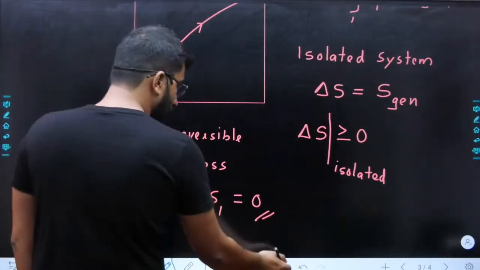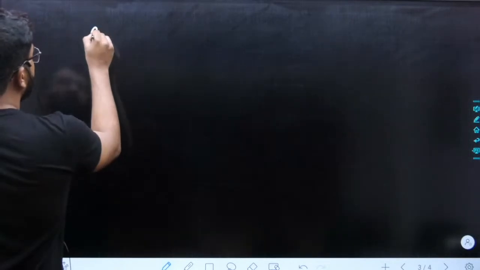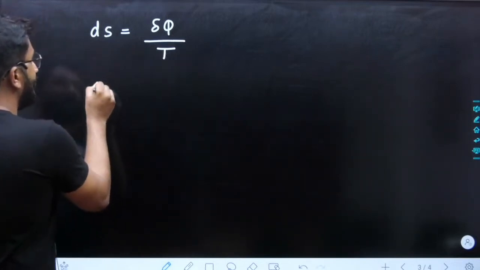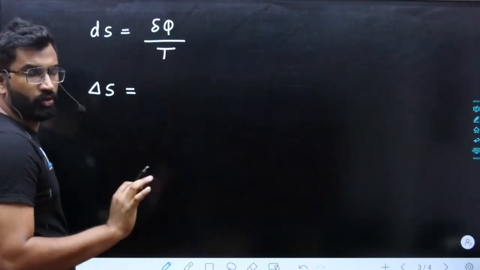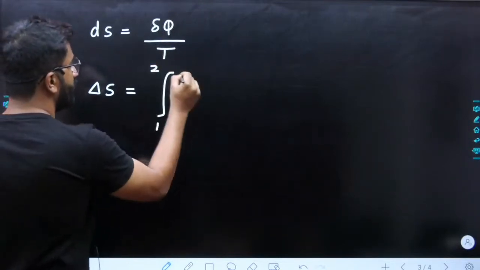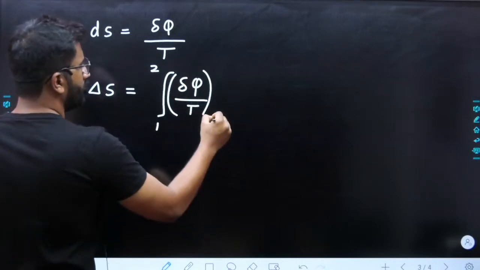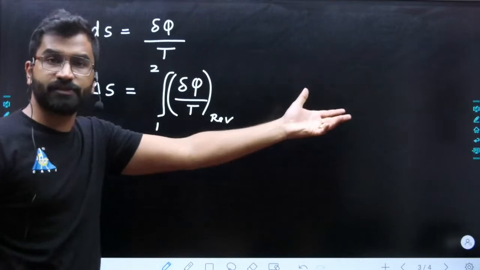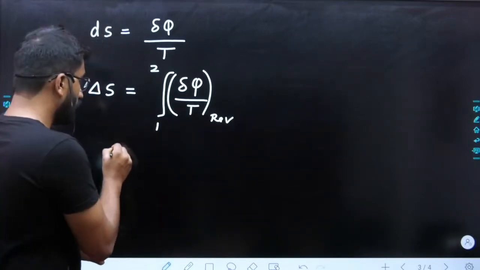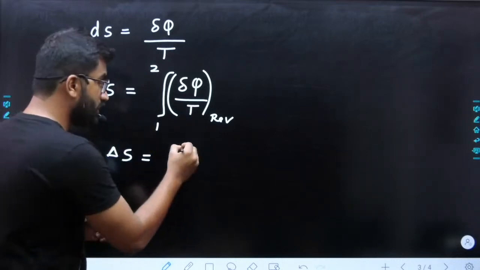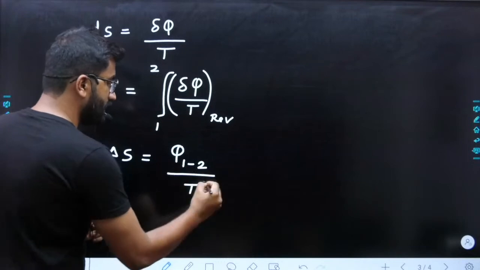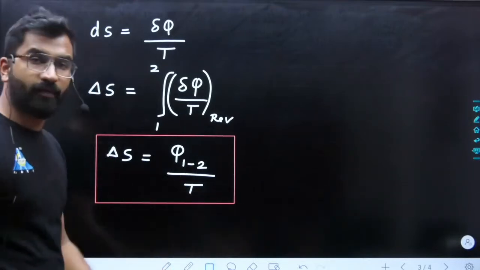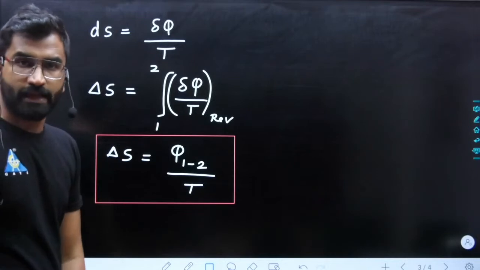Now, the most important part, the next part. You can see here, we said dS is equal to del Q by T. To find delta S, we need to know the integration for the reversible case, the integral from 1 to 2 of del Q by T. If it is an isothermal process, like a vaporization or phase change process, we can take the temperature outside the integration, and you can say heat transfer divided by T, if it is a reversible isothermal process.